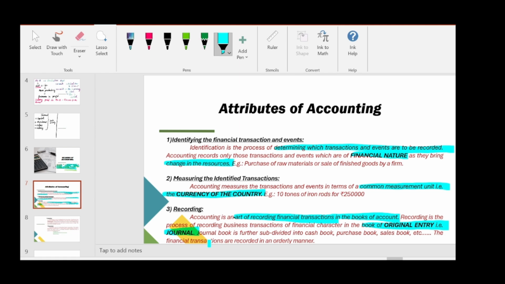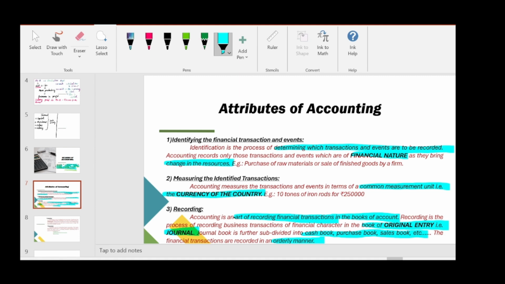Journal book is further subdivided into cash book, purchase book, sales book, etc. The financial transactions are recorded in an orderly manner, that is date wise. So this journal has many different subsidiary books. We have cash books, purchase books, sales book, sales return book, purchase return book, like that we have.